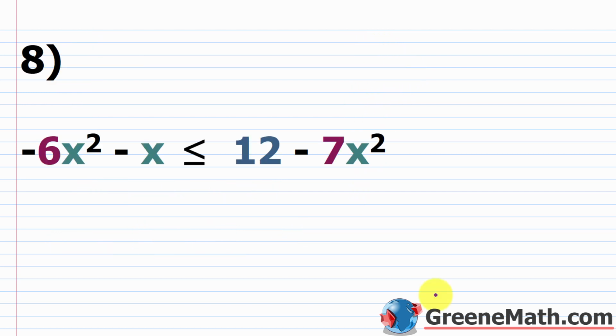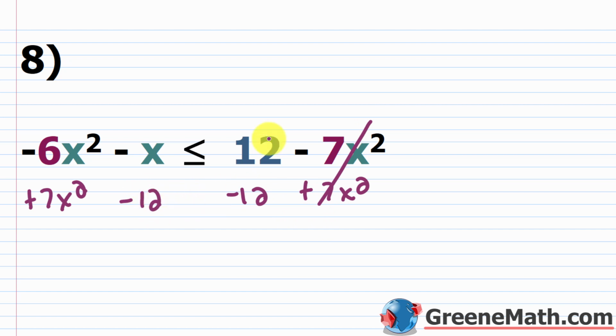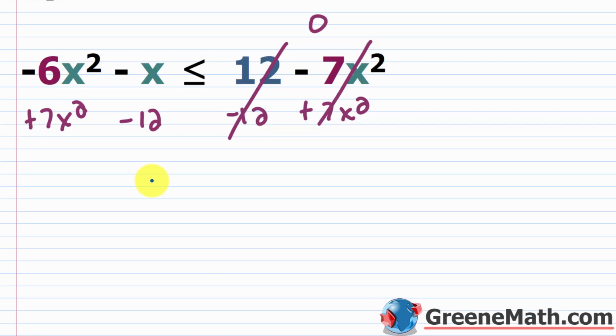All right, let's take a look at problem number 8 now. So we have -6x squared minus x is less than or equal to 12 minus 7x squared. All right, so let's add 7x squared to both sides of the inequality. Let's get rid of this. And then let's subtract 12 away from each side of the inequality. Let's cancel this. Let's put this as 0. -6x squared plus 7x squared is x squared. Then you have minus x and then minus 12, and this is less than or equal to 0.